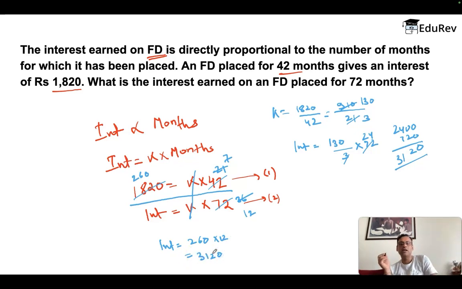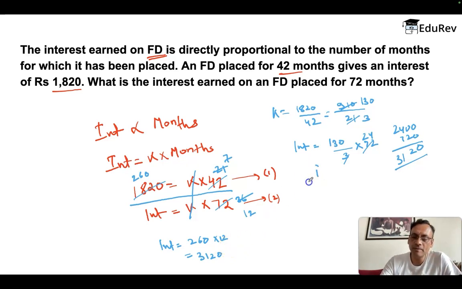So you get the same answer. But in this case, I do not know the value of the constant. So the question is, do you need to know the value of the constant? If you need to know, then of course you should find that out. But if you do not need to know, then we can skip that and we can directly use this method.